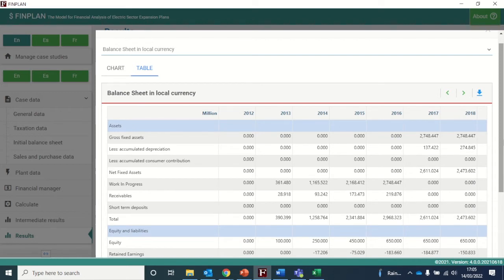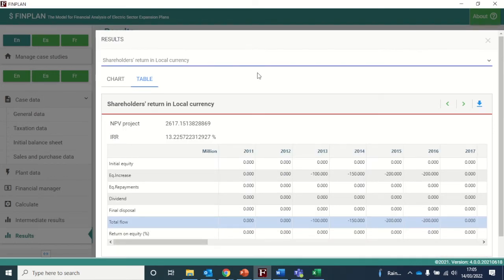We will now move on to the next results, which is shareholders return in local currency. We can see that at the top, the NPV value and the IRR value is reported here. The NPV is positive and the IRR is 13.23%. Both are good, and so the project is attractive for investors.